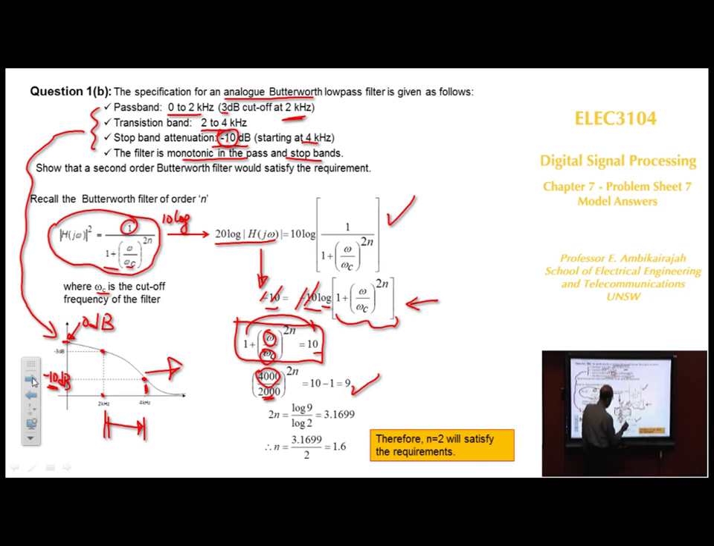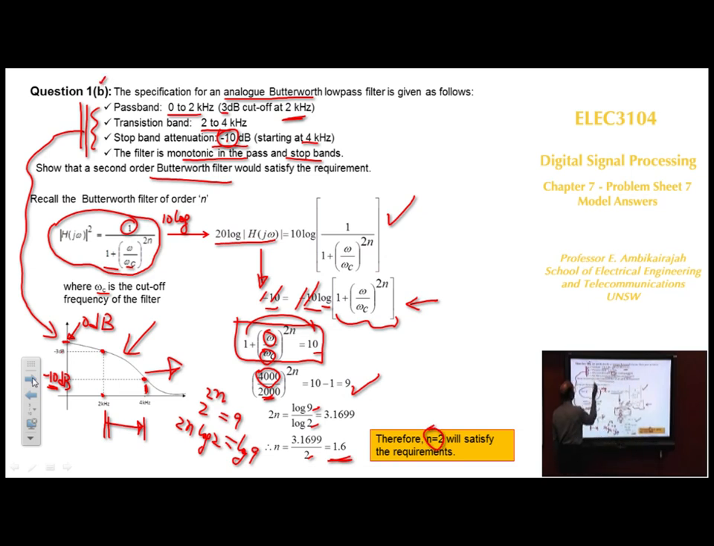If you take log on both sides, you'll have 2 to the power of 2n equal to 9. Therefore, 2n log 2 is equal to log 9, therefore n equals log 9 divided by log 2, divided by 2, which is 1.6. So n becomes 1.6, and n equal to 2 will satisfy the requirement of this particular filter. So a second order Butterworth filter will satisfy this frequency response. Therefore n equal to 2 will satisfy the requirement. That's the second part of your question.